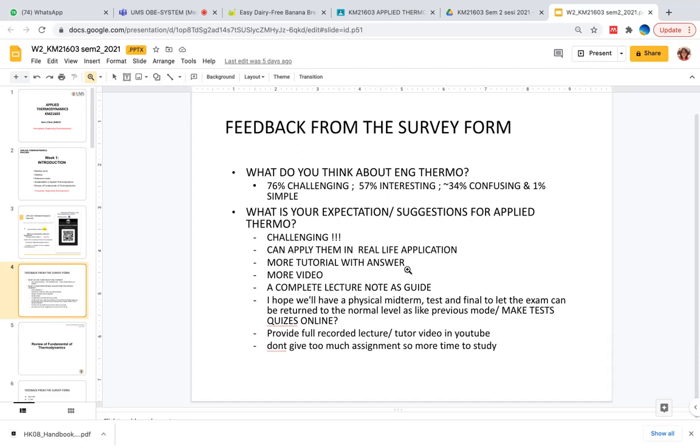And then for the midterm, please respect yourself and behave as an adult, because I don't want to check everyone like a secondary school student.